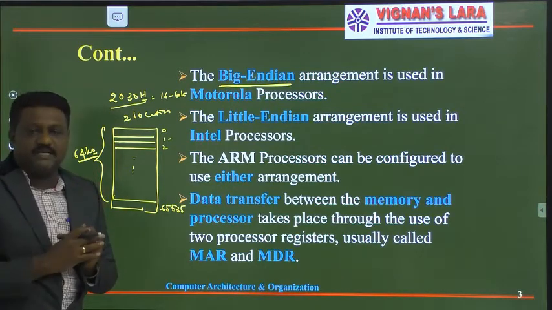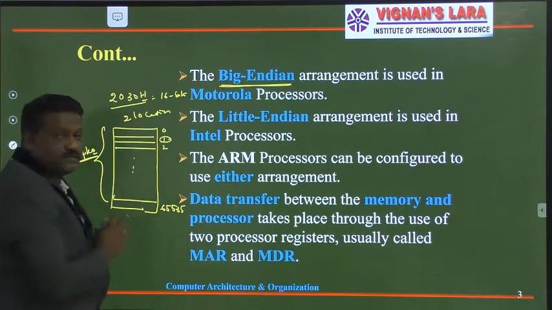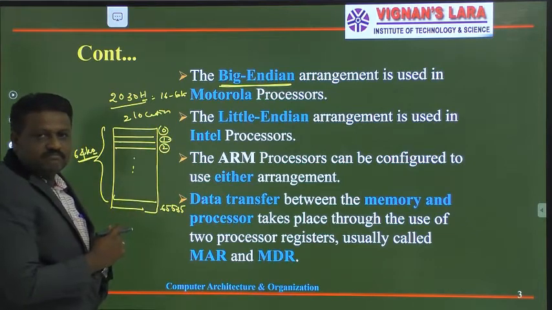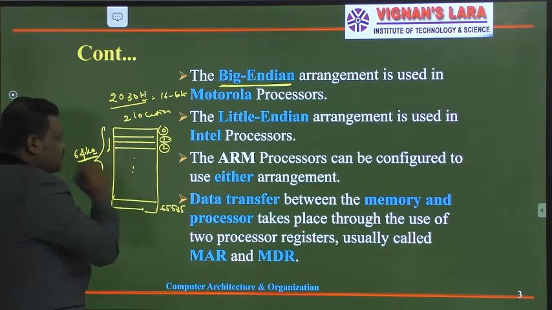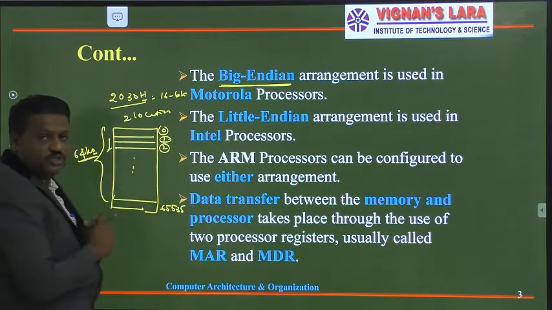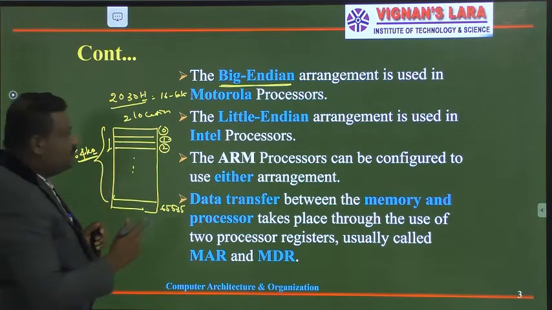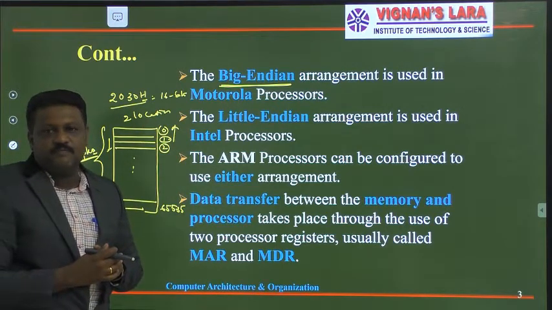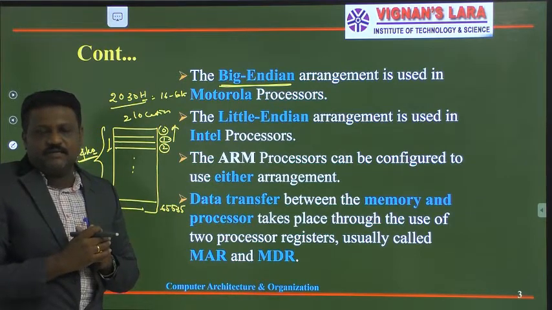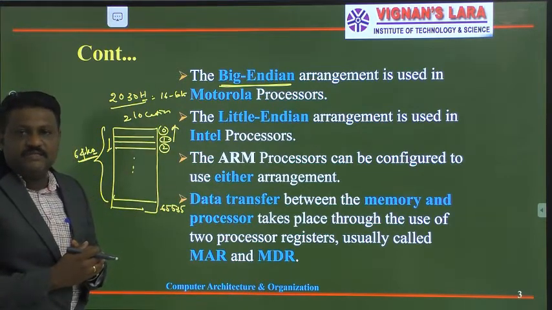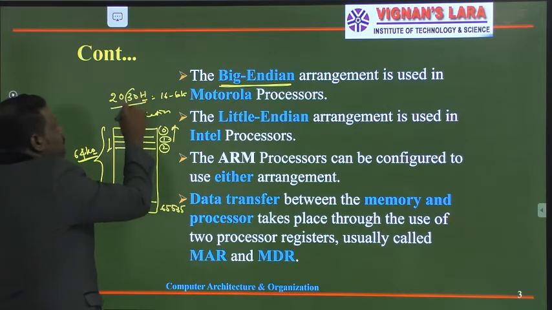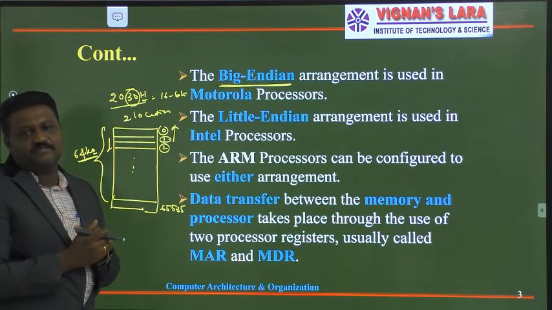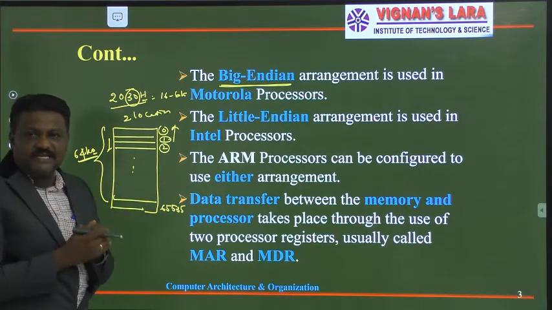Here I have 2 possibilities. This is my first location, there is no doubt. My second location may be 2 or it may be 0. If I copy the information like this, the first location is 1, the second location is 2. If I copy my information in the memory like this, my first location is 1, the second location is 0. So these are 2 possibilities. Here it is the big endian style. That means the lower order byte of a data occupies the higher order address.